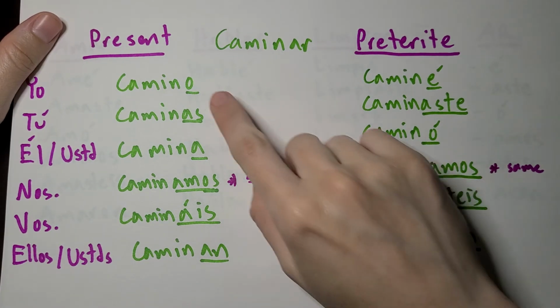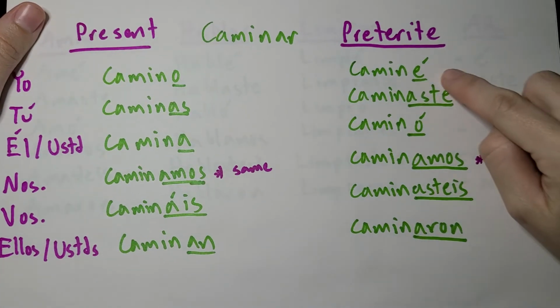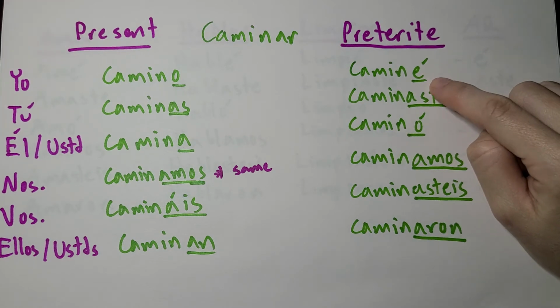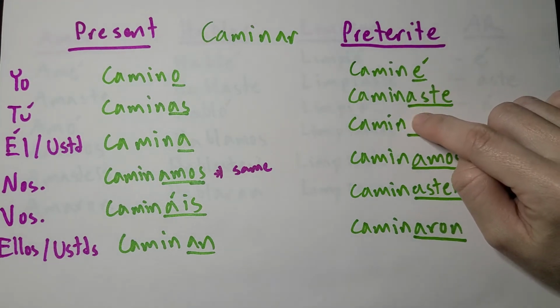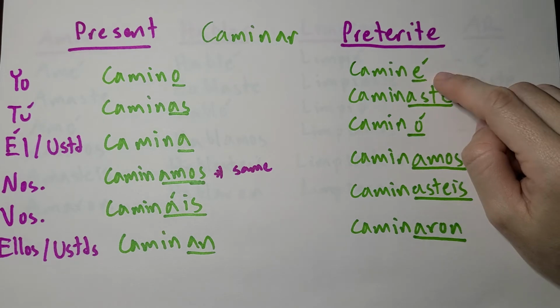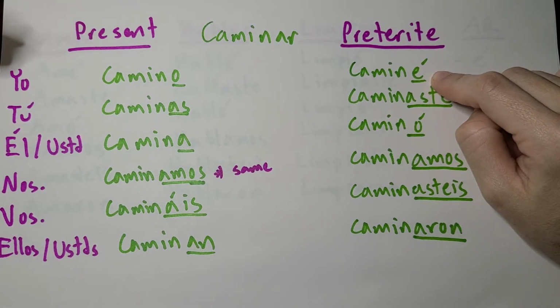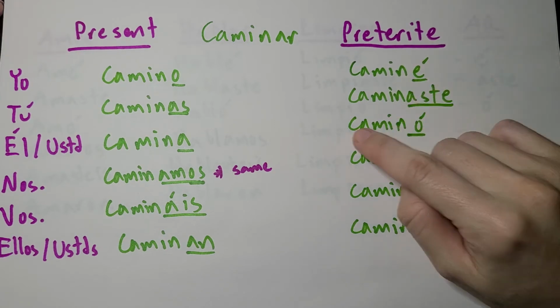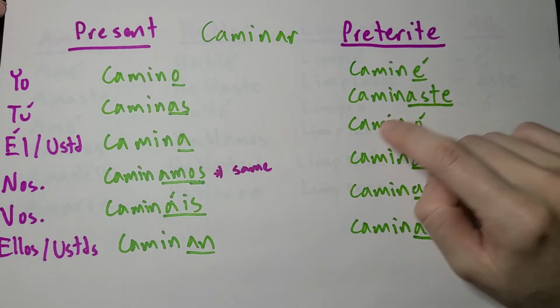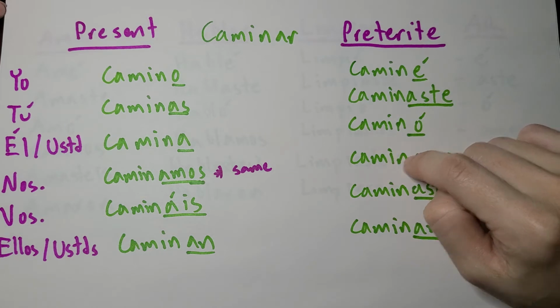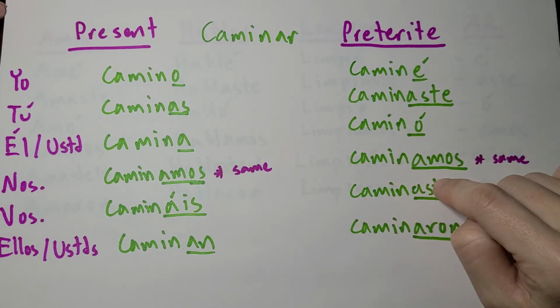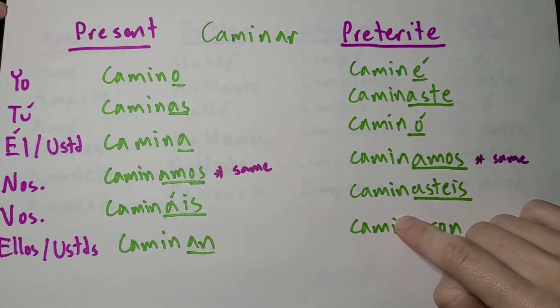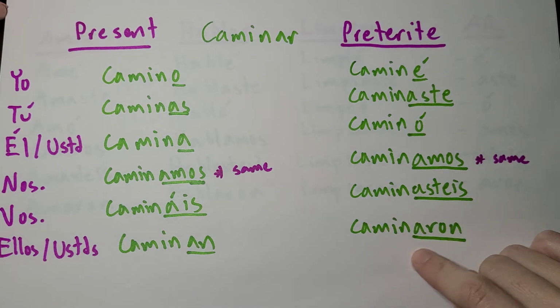The preterite, the ending changes. Yo caminé. Tú caminaste. I'm sorry, guys. There is an accent on that E. That is my fault. It is yo caminé. Okay? The accent is on the E. Tú caminaste. Él caminó. Nosotros caminamos. Vosotros caminasteis. Ellos caminaron.